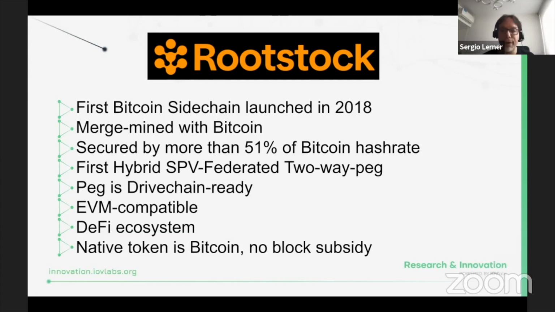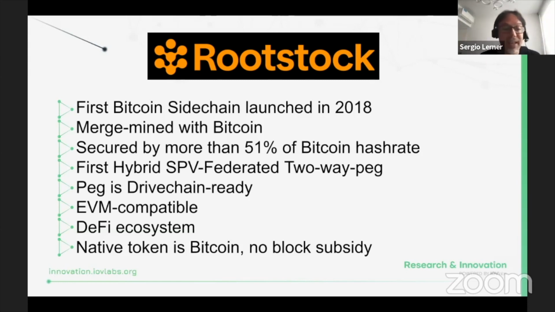It implemented the first bridge, and it's the first hybrid SPV federated bridge. And one of the properties of this bridge is that it was designed to be drivechain compatible. So if at any time in the future, and we really expect, and we are pushing this to happen in the following years, the Bitcoin community implements a drivechain, then from the Rootstock side, we will be able to switch our peg and become a fully decentralized layer 2 and sidechain of Bitcoin.